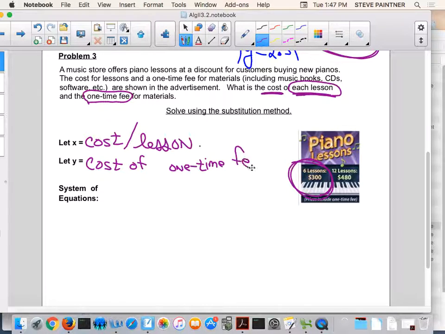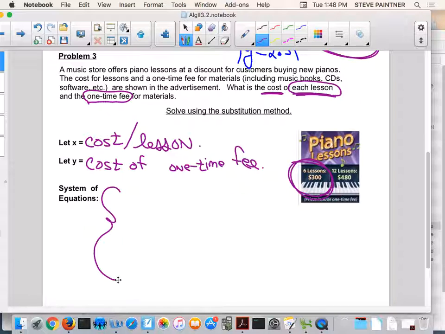Okay. So now, at least I know what I'm looking for. I'm not going into this thing blind. What's the lesson cost? And what's the one-time fee cost? I need to know. Here's the big thing. Can you write a system? Look over there. That's everything you need to know. You're going to pay how much? $300 for what? 6 lessons and a one-time fee.